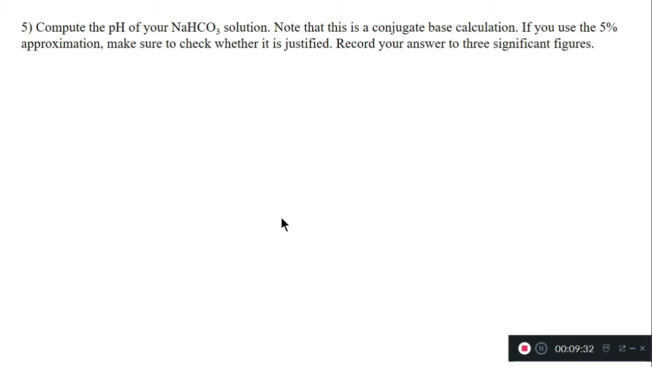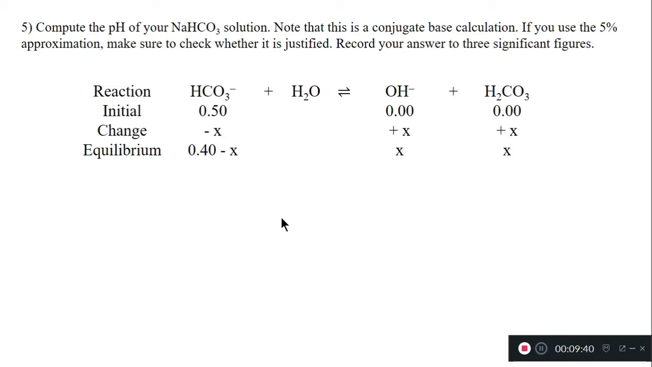Now this is a conjugate base. We decided we're expecting it to be basic, but let's see. Now with conjugate bases, everything gets a little bit trickier. First of all, my starting reaction is producing hydroxide ion, not hydronium ion. And I happen to be starting with 0.5. Oops, here's a typo. This should be 0.5 minus X, not 0.4 minus X. I copied and pasted.